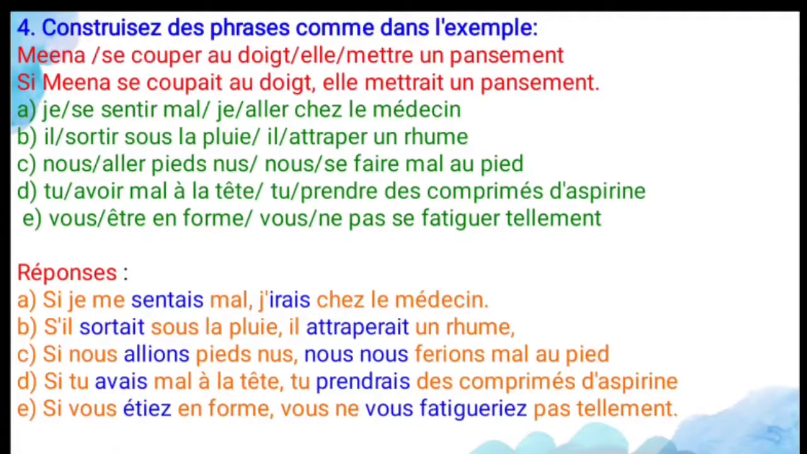And A1 is "je se sentir mal". Sentir means to feel bad. And "je aller chez le médecin". So aller means to go. Here the verb is aller. It's an irregular verb. What is the future stem for the aller verb? It is IR. And what is the ending for the je? AIS. So "j'irais". So "si je me".